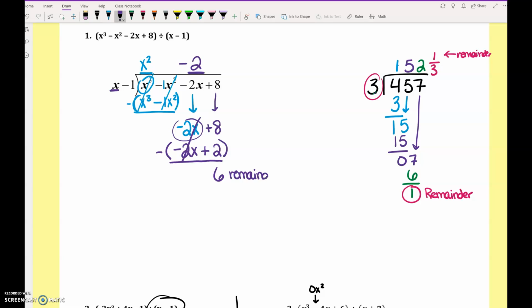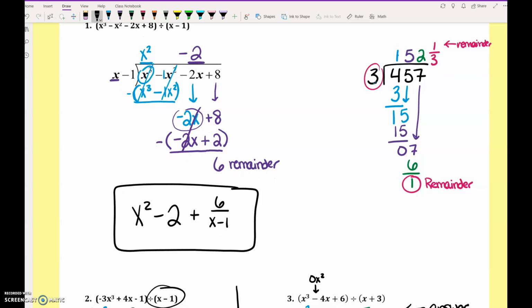This is kind of nice because by skipping that x squared cycle, we're done a lot faster. So our answer is x squared minus 2. And how do I write that remainder in my answer? 6 over x minus 1.